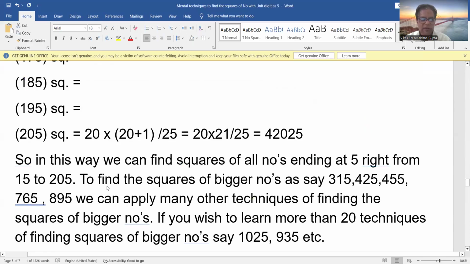Now, for 205, the number is 20 into 21, because 1 more than 20 is 21. So 20 into 21, you can easily multiply with the 0 at the end, and then 2 into 21 is 42, so 420. So 42025 is the answer for 205 square.